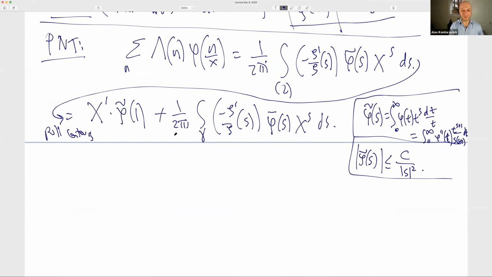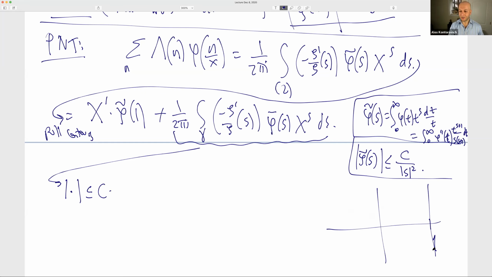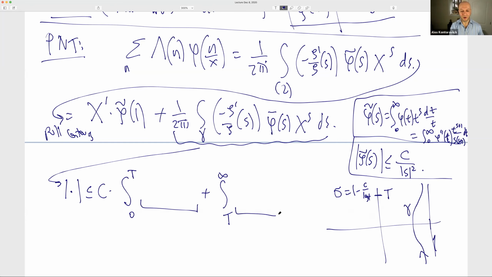So let's estimate this. In absolute value, this thing is at most, I don't care about any constants, an integral over this region gamma. Let me redraw gamma again. Here's 1, here's the curve gamma. Gamma is the curve σ equal to 1 minus constant over log t. Okay, and I'm going to break it into two regions: an integral from 0 to T of all of this stuff, plus an integral from T to infinity of all of this stuff.